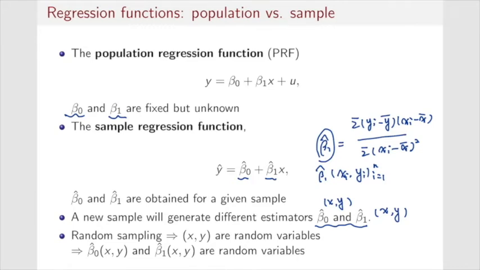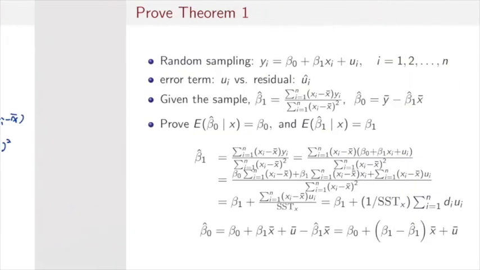So by assumption 2, we have random sampling. So x and y are random variables because they are randomly drawn from the population. Once you draw, you know what x and y are. But before you draw, you don't know their values. So you can treat them as random variables. Because x and y are random variables, beta 0 hat and beta 1 hat are also random variables. So the randomness comes from the assumption that the sample is randomly drawn from the population.